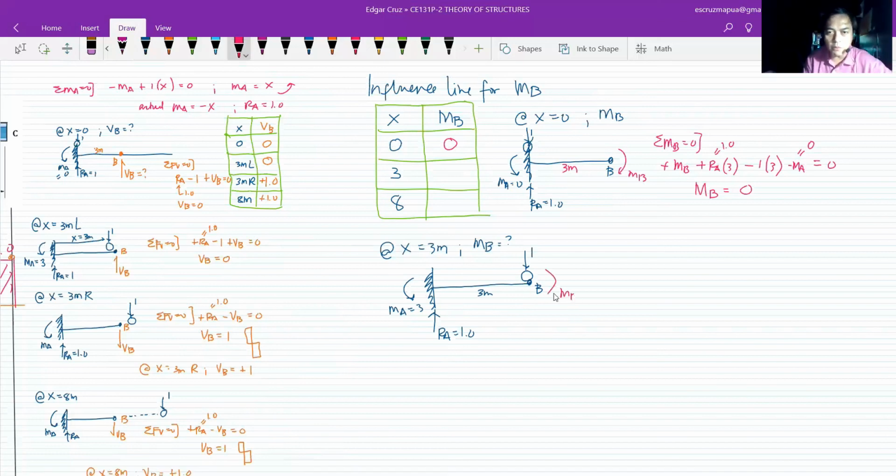Moment sa B. Okay, what do you think would be the direction of the moment sa B? So, assume tayo, let's say clockwise. If we sum up moment at B equal to 0, so we have positive MB. Tapos yung RA, positive RA times 3, diba? Moment arm. Tapos minus MA, counterclockwise eh. Wala na, everything is equal to 0. Yung unit load, hindi siya kasali kasi yung unit load will pass through point B. Yung RA natin is equal to 1. Yung MA natin is equal to 3. So therefore, what would be our MB? E di 1 times 3, 3 minus 3, 0. So 0 din ang MB at x equals 3.